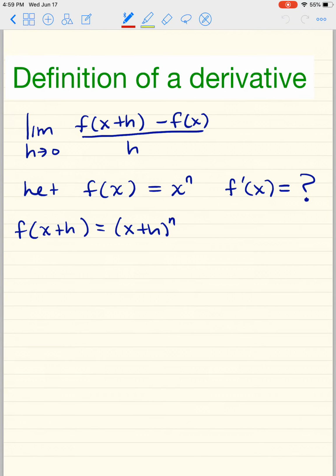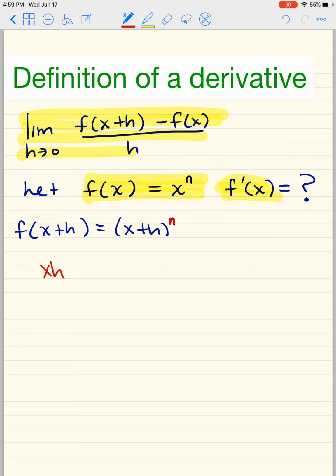Here we go, guys. The function x to the n power. What is f prime of x, which is the derivative? I'm going to use the definition of a derivative first. So I need to know what f of x plus h is. Everywhere I see an x, I'm going to plug in x plus h, and it's to the n power. Well, this is not 2, it's n. It's weird. Well, let's see what that expands to.